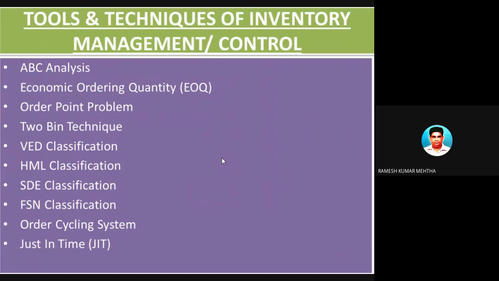The first one is ABC analysis. The second one is economic order quantity. The third one is order point problems. Two bin technique, VED classification of the inventory, HML classification of inventory, SDE classification of inventory, FSN classification of inventory, order cycling time system, and just in time, and so many other things. But I expect that these are to be taken up by you in the examination. You can throw light on all these inventory control techniques.